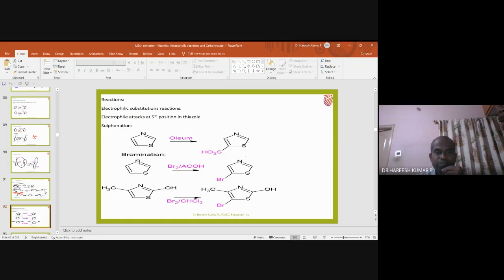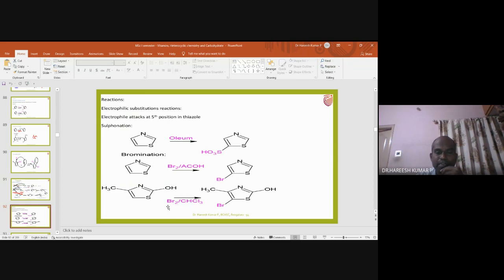Similarly, when it comes to bromination, what is happening here? A bromine source. What is the bromine source? Bromine in acetic acid. Here the bromonium ion attacks the fifth position of the thiazole and gives 5-bromothiazole as the product. Similarly, bromine in carbon tetrachloride, where the solvent is a chlorinated solvent. Here acetic acid is the solvent and here the chlorinated solvent is the solvent.